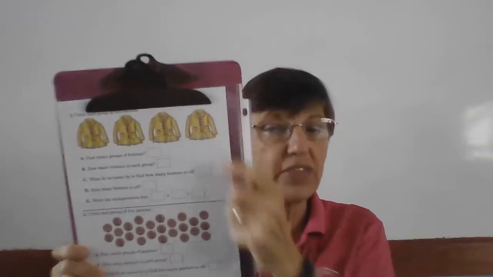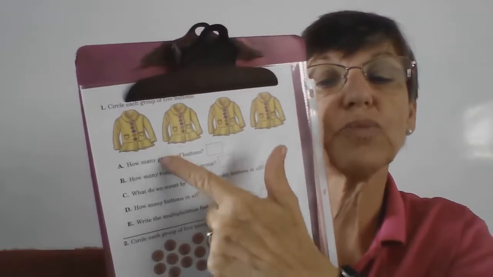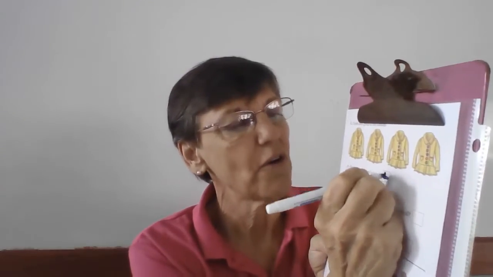really easy, okay? So let's start on this side of our paper with the little coats. We have a little girl's coat, and how many coats do we have? 1, 2, 3, 4, 5, right? Okay, so how many coats do we have? 4, I'm sorry. 1, 2, 3, 4. Where did I learn to count? So we have 4 groups of coats, right?